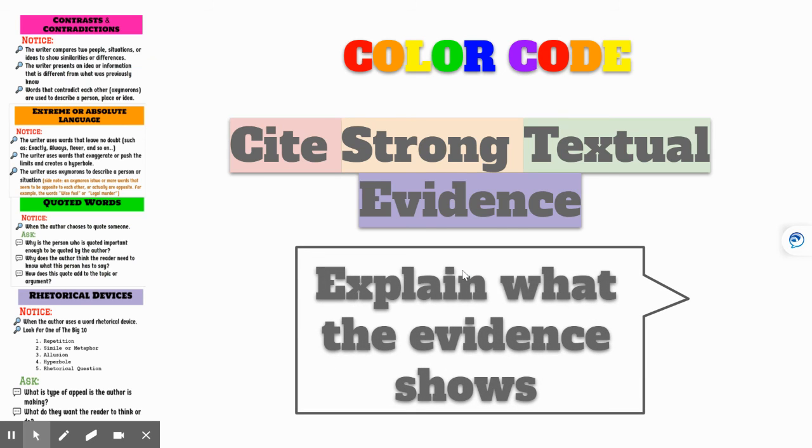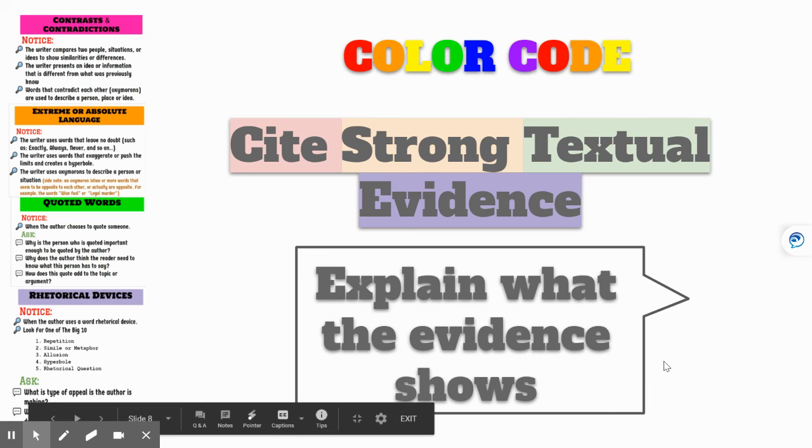And we also have to remember that anytime we put anything in highlight, we have to explain what the evidence shows. What is the evidence there to do? That's what we're putting in our annotations.